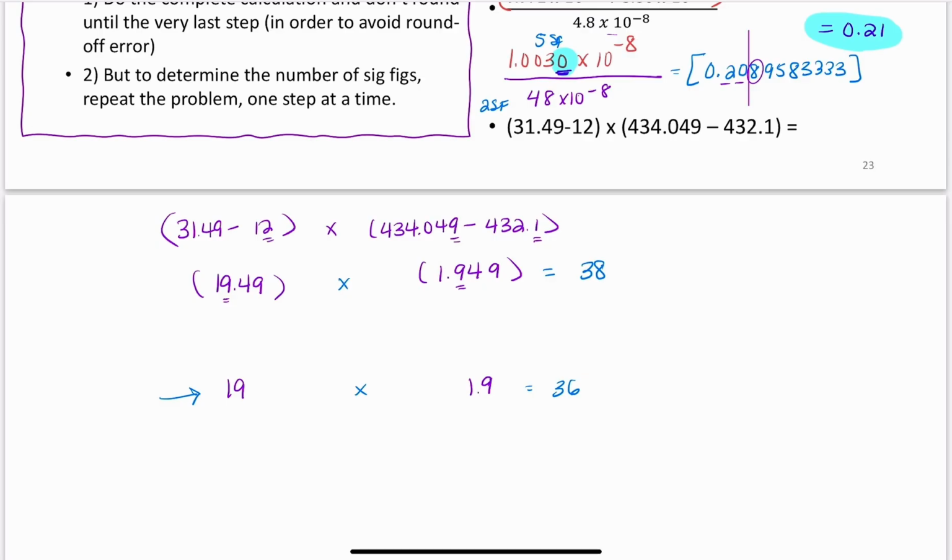But rounding too soon can create round off error in your measurements, and you need to be careful and cognizant of that as well. So I recommend carrying 1 or 2 extra digits until the very last answer, because my actual answer here is 38. 38 is much more accurate than 36.